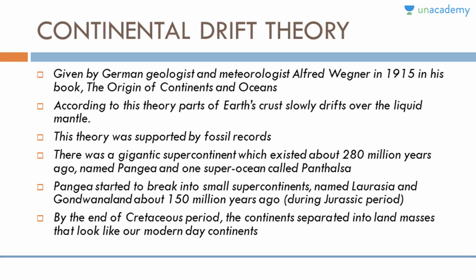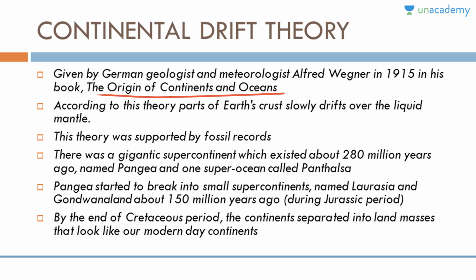The continental drift theory was given by German geologist and meteorologist Alfred Wegener in 1915 in his book The Origin of Continents and Oceans. According to this theory, parts of Earth's crust slowly drift over the liquid mantle, and it is supported by fossil records.